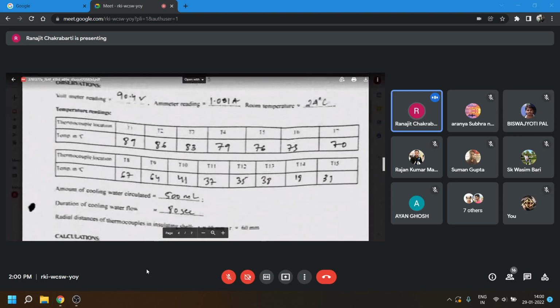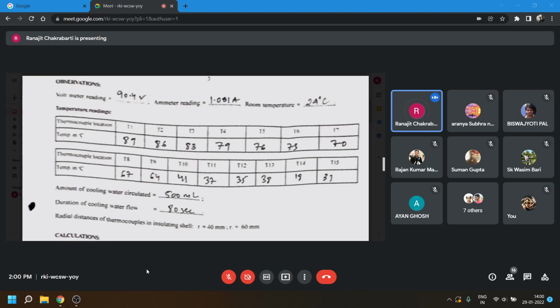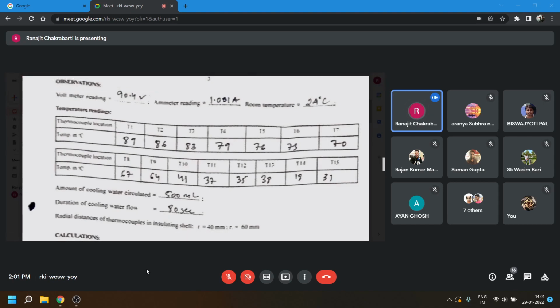Now we come to these readings. We have taken these readings, and these are the readings based on which you have to make your calculations. Voltmeter reading, ammeter reading, room temperature, all are given. And this temperature T1 is 89. Mind that this is not 87, this is 89. Please take a note. T1 is 89, T2 is 86, T3 is 83, T4 79, T5 76, T6 73, T7 is 70, T8 is 67, and T9 is 64. These are all the 9 temperatures, 89 to 64.